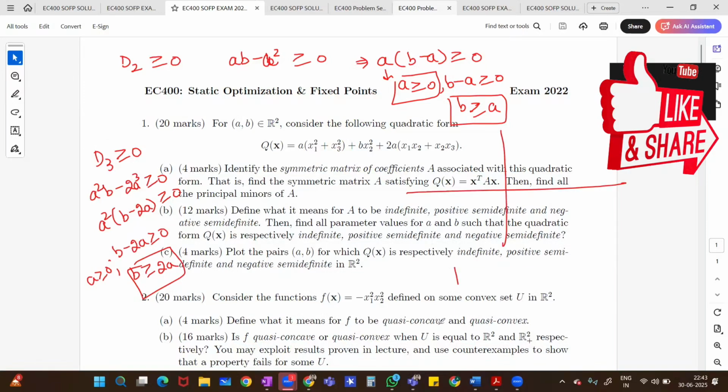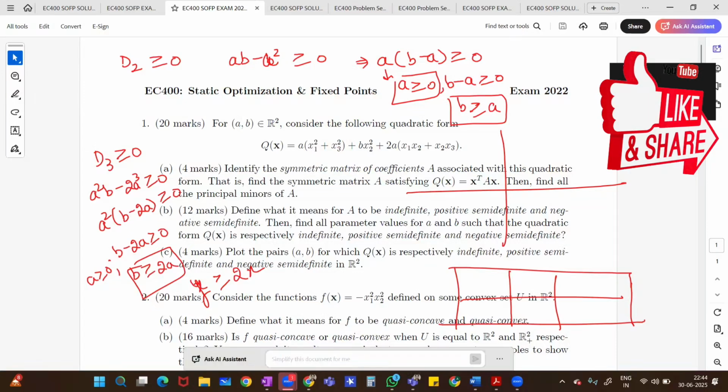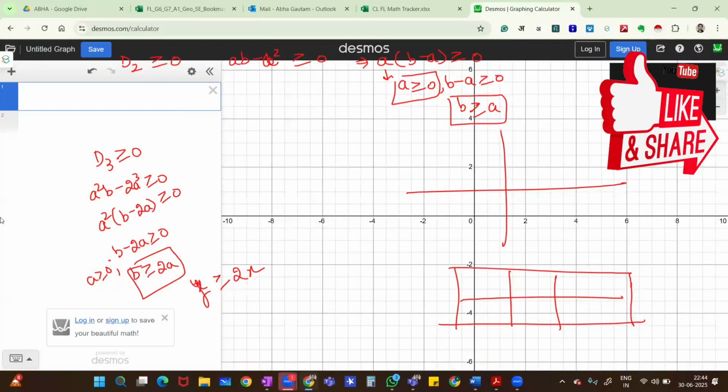Now, if you want to plot it, consider Desmos doesn't take constant values. So instead of b and a, you use x and y: b is y, a is x. If you graph this, let me show you. So I need to remove it. Can I? Yeah, ma'am, I've written it.